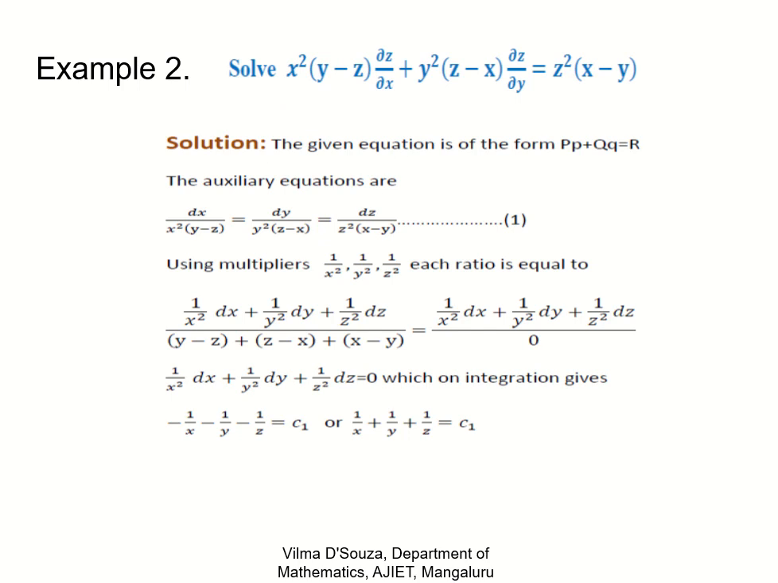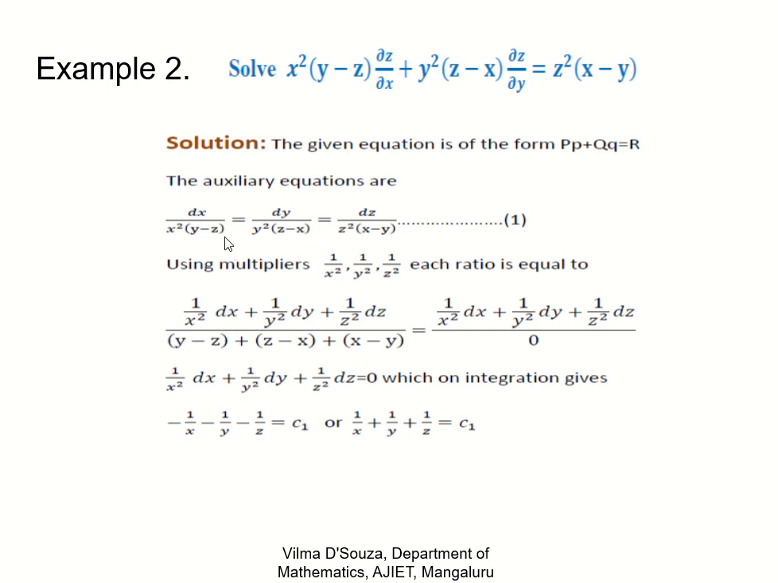So write down the auxiliary equations. dx by P, x square into (y minus z), is equal to dy by Q, y square into (z minus x), is equal to dz by R, z square into (x minus y). Now you have here x square y. So look for the similar term. You have here y square x.